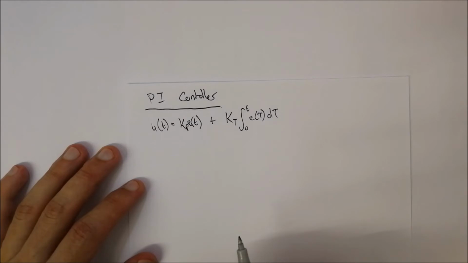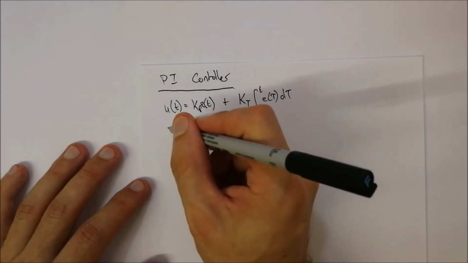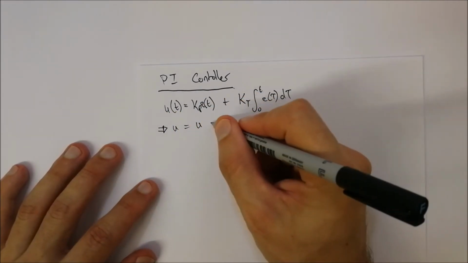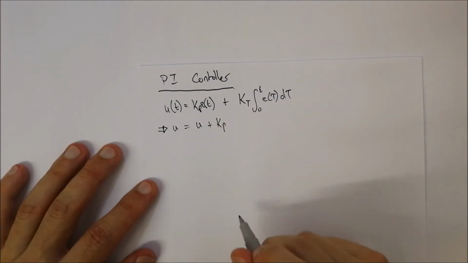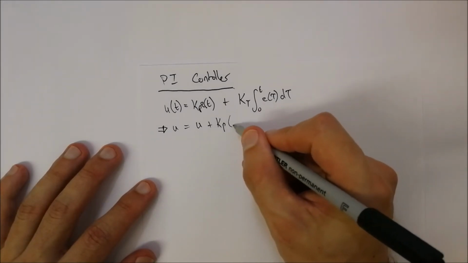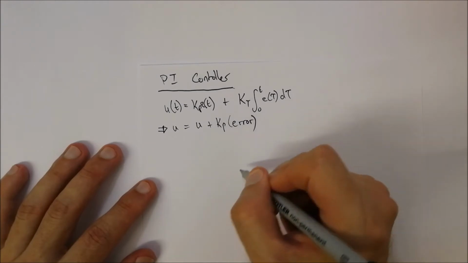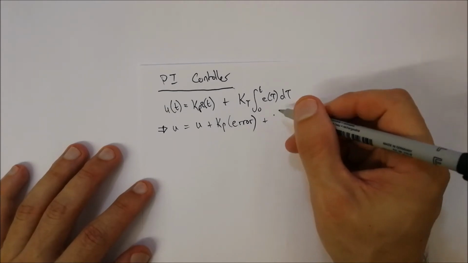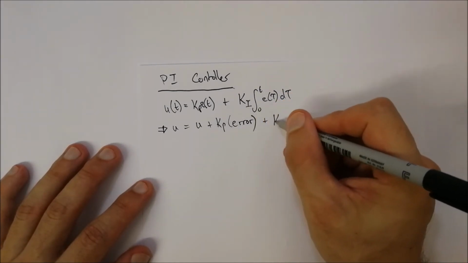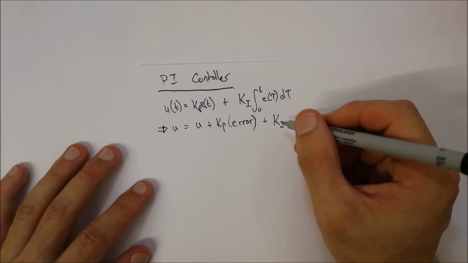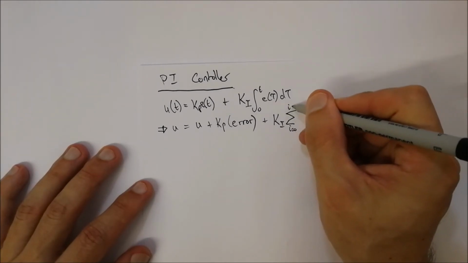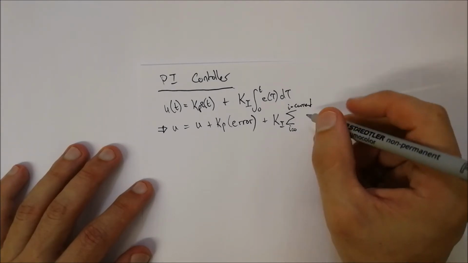Again, if you had to implement this mathematically in programming, u is equal to what u was plus Kp multiplied by our error, and then plus Ki multiplied by the sum from i equals 0 to i equals current of the error i.